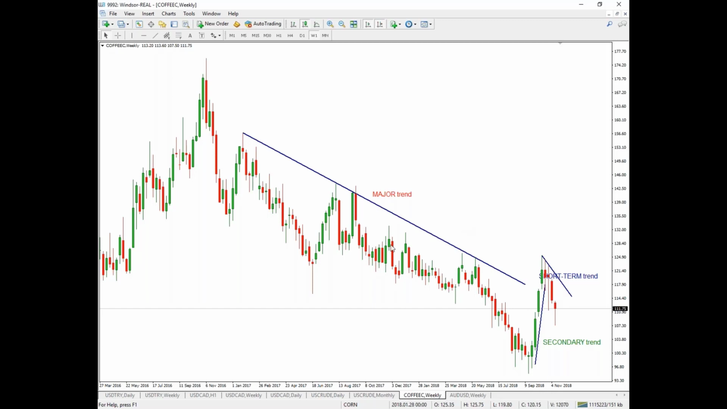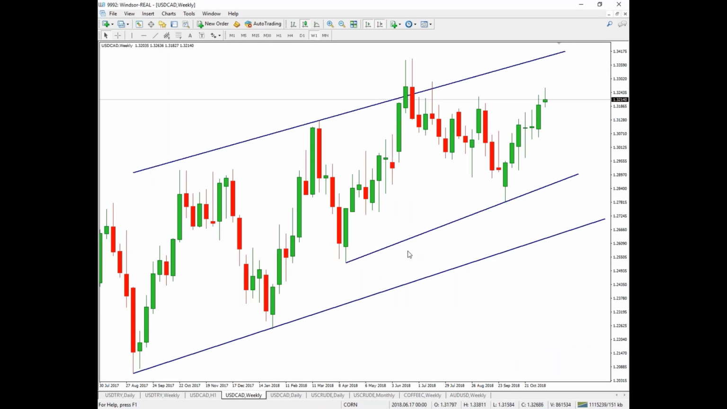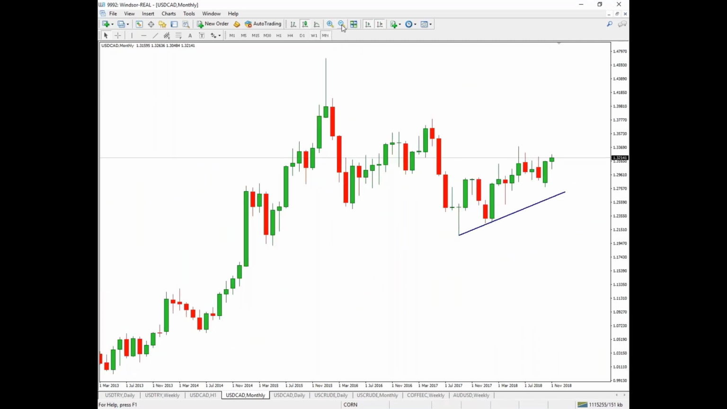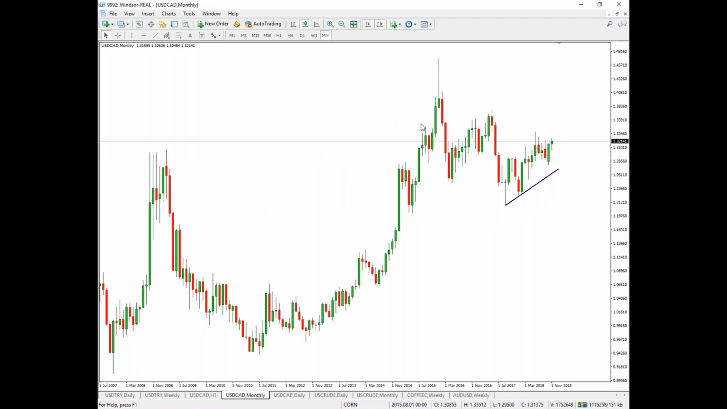Important when mapping the trend is to define the major direction, and usually it's good to start with the larger time frames. So if we take, let's say, a monthly chart of US dollar Canadian, we will see the major direction of that currency pair, and we will map that trend and define it by the trend line. So we have the general direction of the US dollar Canadian. We can do it this way also.